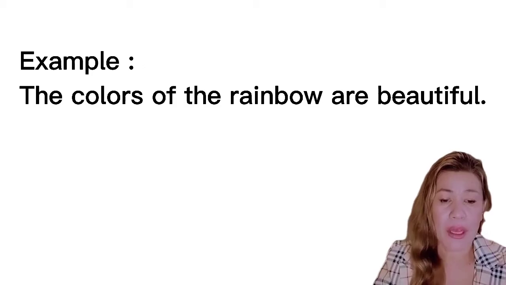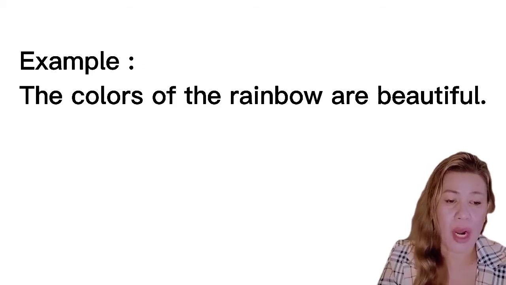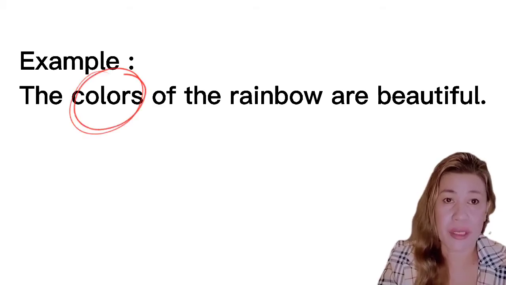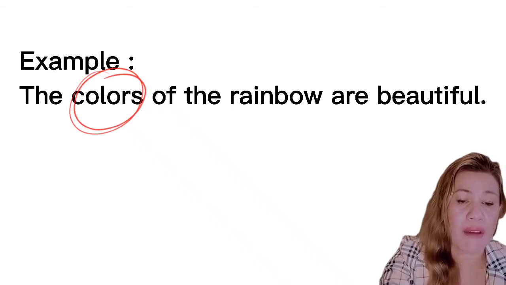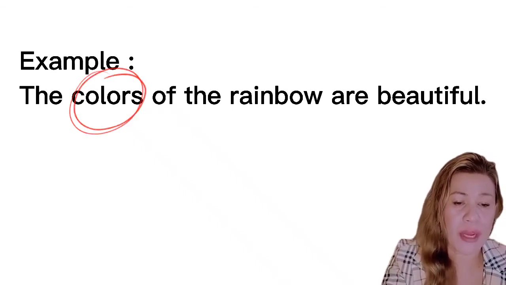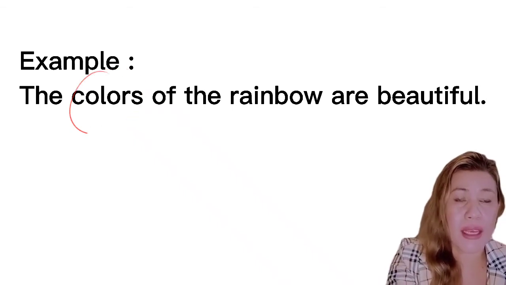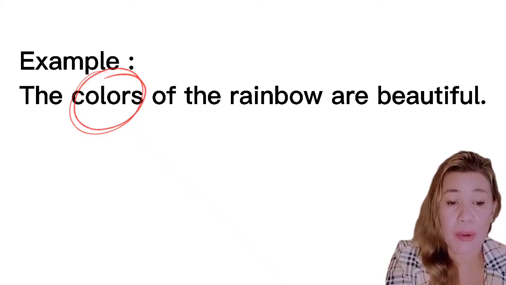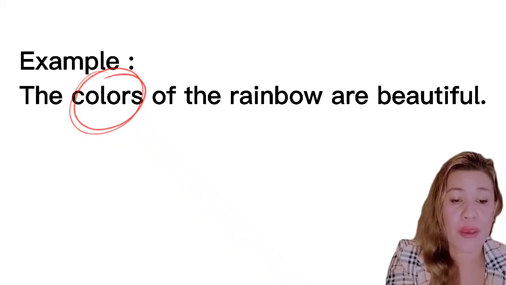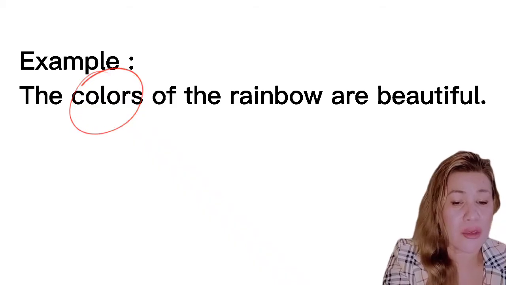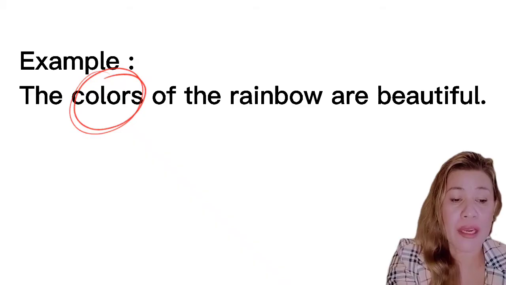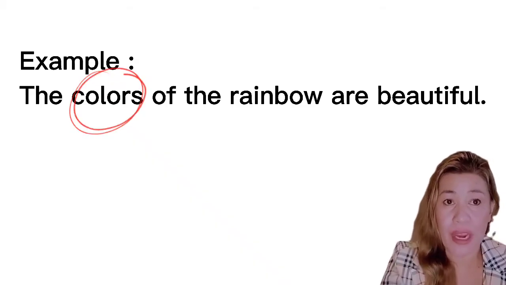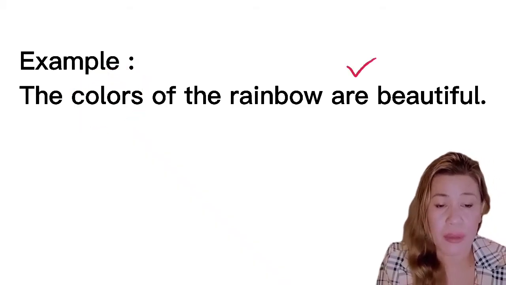So, in this example, the colors of the rainbow are beautiful. Your subject here is the word colors, plural in form. And therefore, even if you are having here a prepositional phrase of the rainbow, which is containing a singular noun rainbow, that has nothing to do with your subject. So, since your subject colors is plural, it will remain plural and it will need a plural verb. That's why we're having are as our verb.